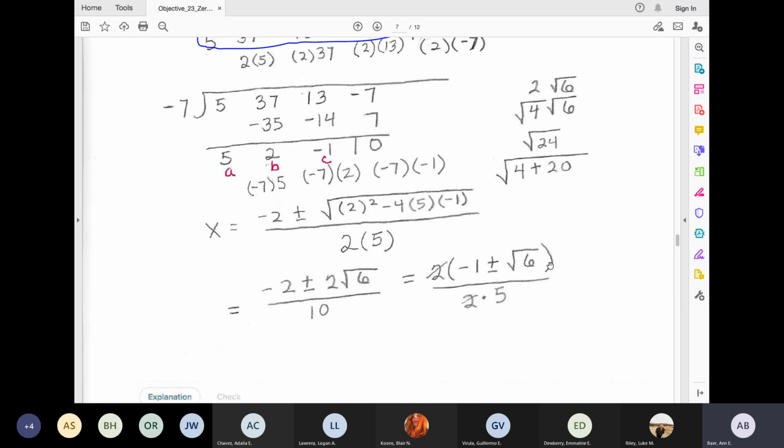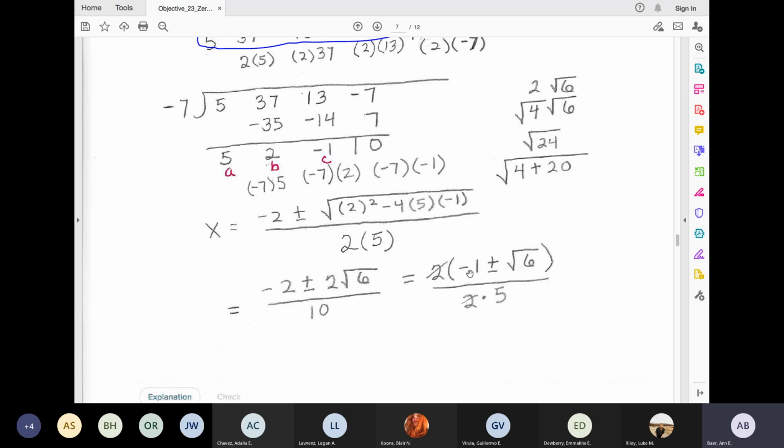6. 10 we can write as 2 times 5. That way we can cancel out these 2's. 2 divided by 2 is 1 times what's left is what's left. That is -1 plus or minus square root of 6 over 5.